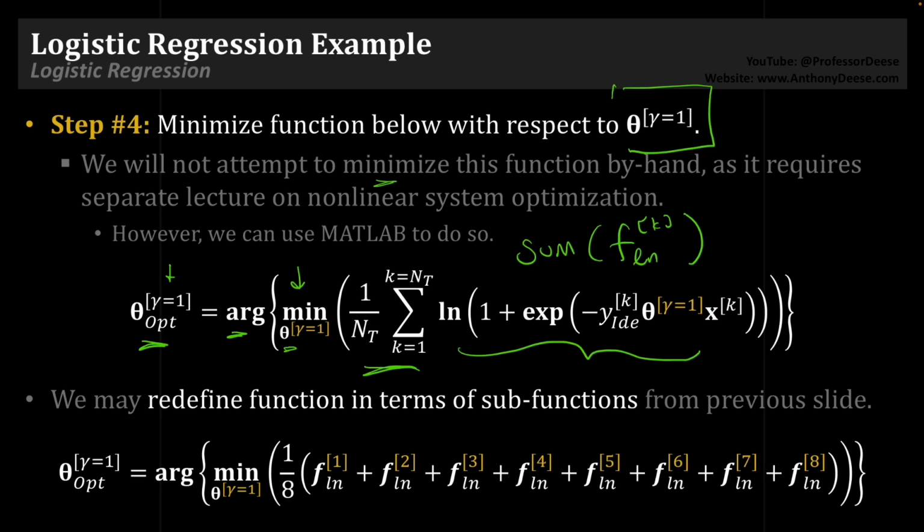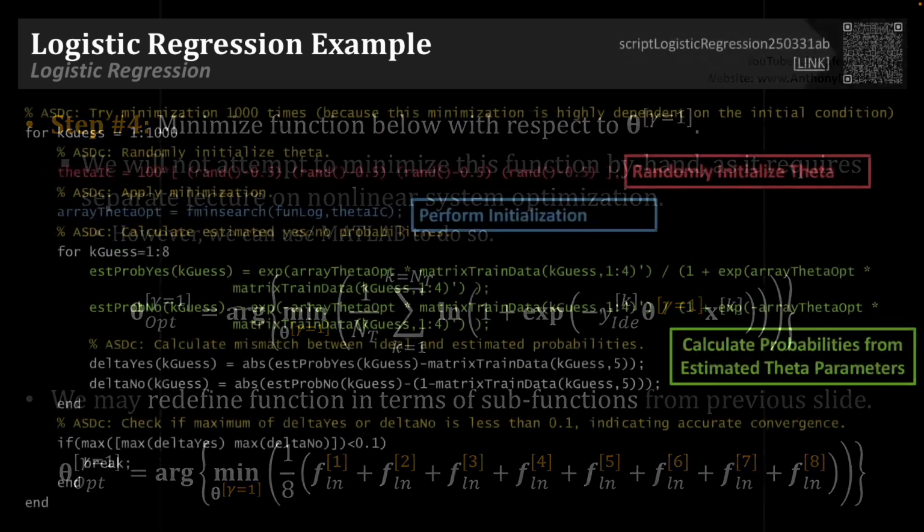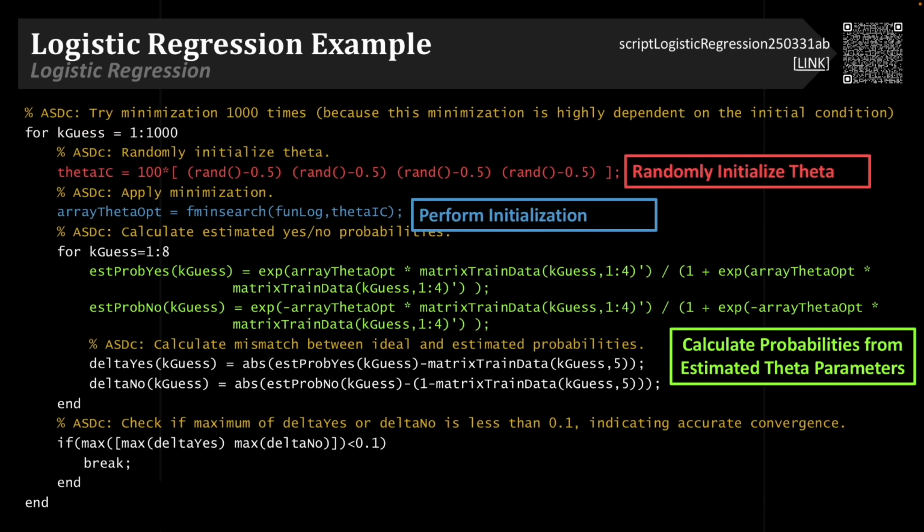I think I already showed this: we can redefine this function in terms of those natural log subfunctions, of which there are 8. Now here is the MATLAB code that performs the minimization. You can use this QR code up here if you'd like to download the whole thing.